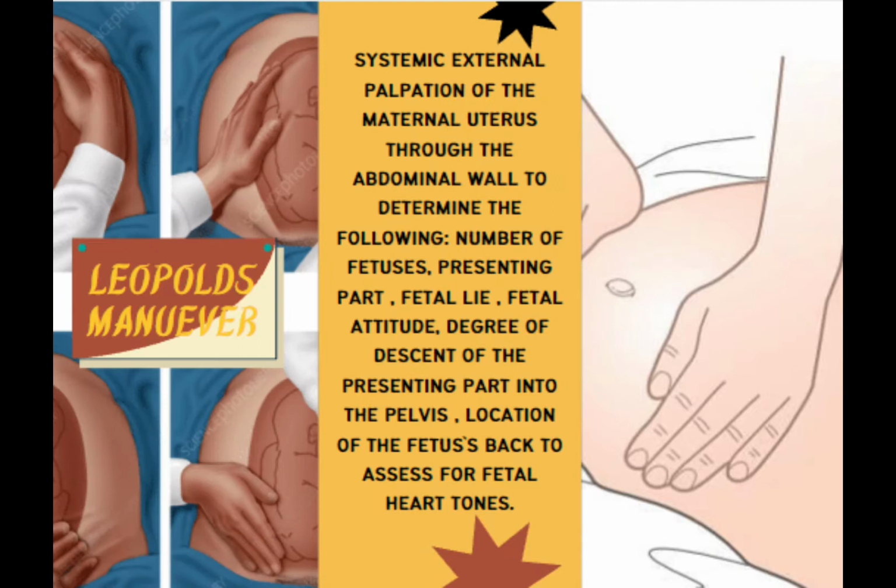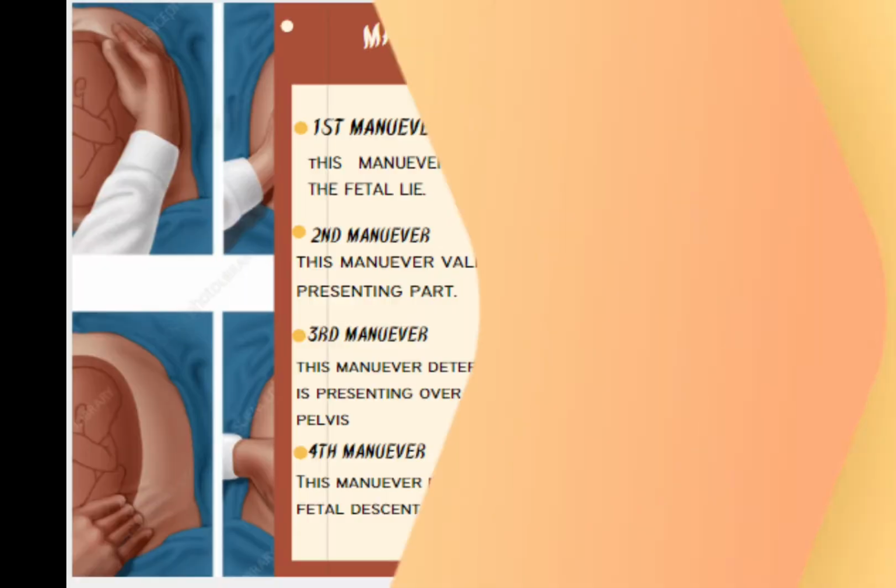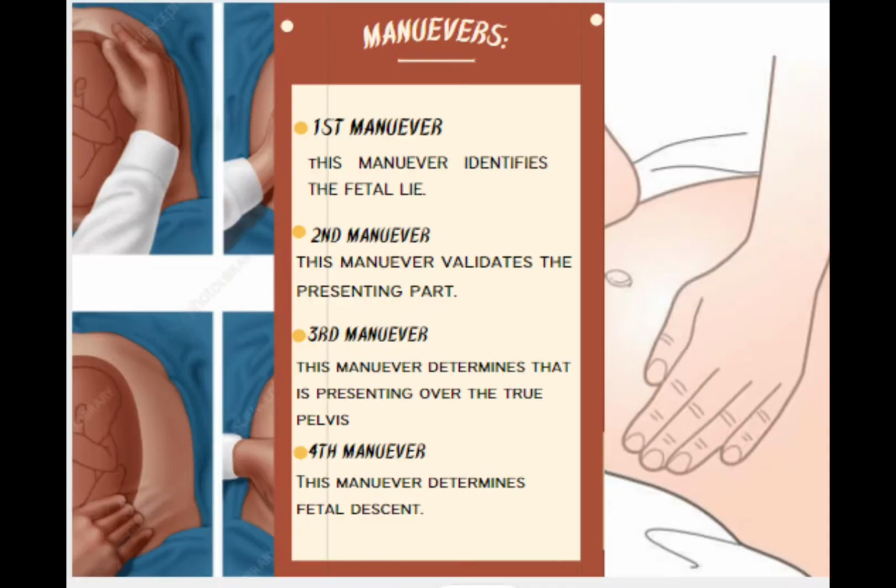Leopold's maneuver is a systematic external palpation of the maternal uterus through the abdominal wall to determine the following: number of fetuses, presenting part, fetal lie, fetal attitude, degree of descent of the presenting part into the pelvis, and location of the fetal back to assess for fetal heart tones. So we have here the four maneuvers.